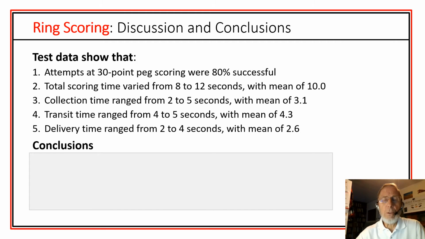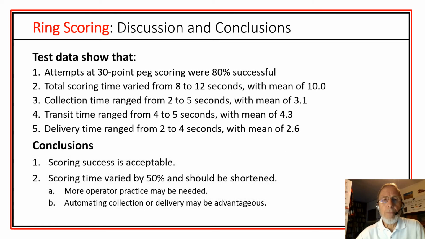What are the conclusions that we make from this? Number one, scoring success, which was 80%, is acceptable. It's within the range of what we had intended for a robot to be able to achieve.